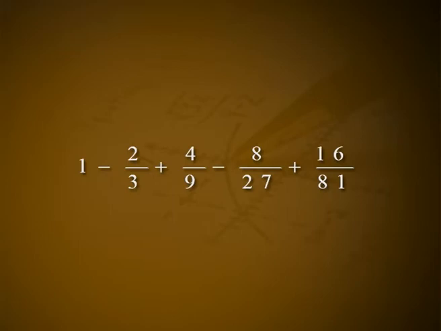2. Write the following series using summation notation. 1. 1 minus 2 by 3 plus 4 by 9 minus 8 by 27 plus 16 by 81. 2. 1 squared plus 2 squared plus 3 squared plus dash dash 6 squared. 3. 1 plus 1 by 2 squared plus 1 by 3 squared plus dash dash 1 by n squared.